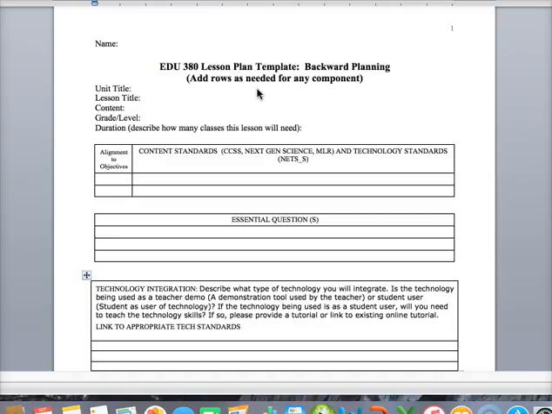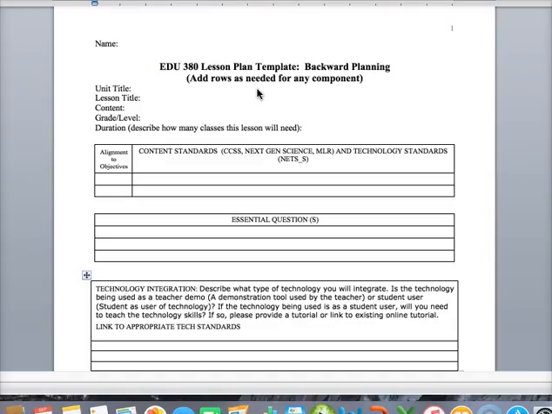In Module 1, we went over the backward design unit planning template. And remember, the unit plan is the big vision for the whole unit. But within this unit, there will be individual lessons, and this is the template that I will ask you to use to plan those lessons.